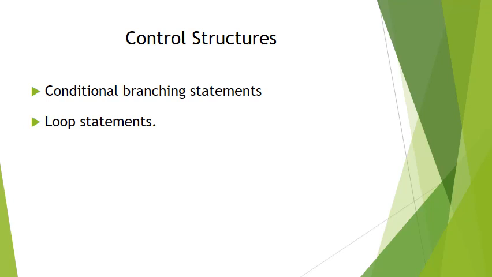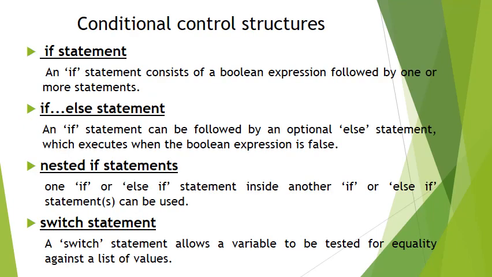Now I am moving on to the third topic, control structures. The control structures consist of two categories, conditional branching structures and looping statements. Now let's see what are the conditional control structures. The first type is if statement.